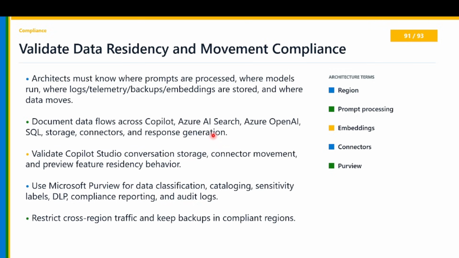So agentic AI system data should not be stored anyhow on any platform, and even when connected to knowledge sources, strange or unapproved platforms should not be allowed. Also validate Copilot Studio conversation storage, connector movement, and preview feature residency behavior. Very important. Also use Microsoft Purview for data classification, cataloging, sensitivity labels, data loss prevention, compliance reporting, and audit logs. Very, very important. So Microsoft Purview is the governance layer that you can easily adopt here to govern the entire information of the agent.